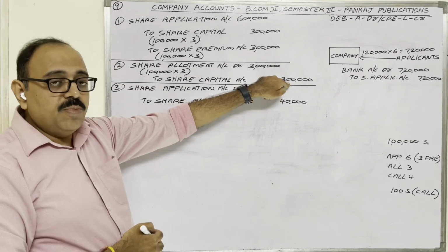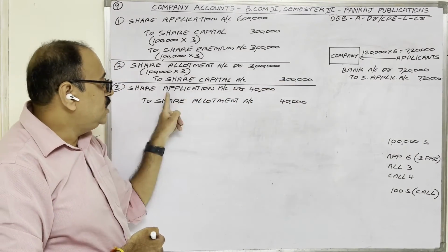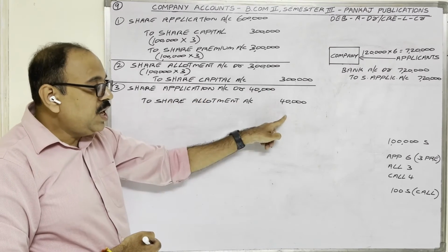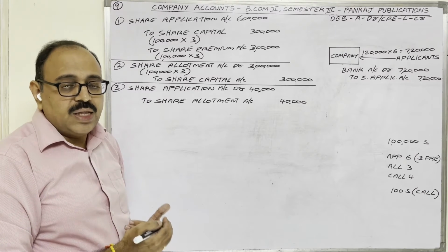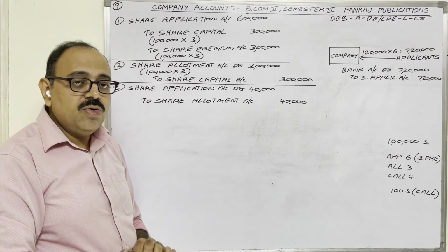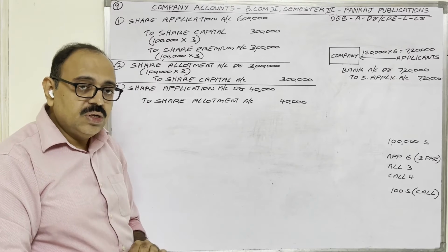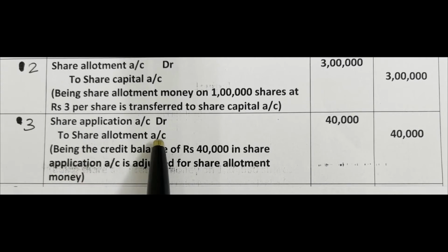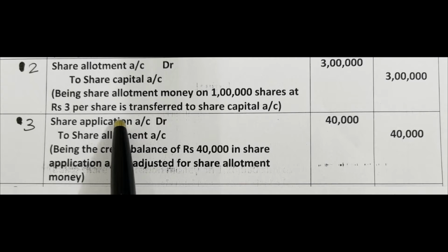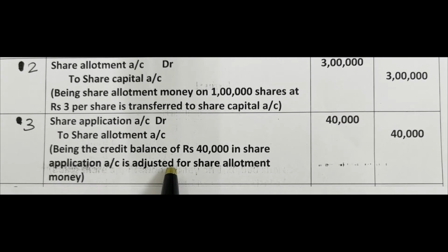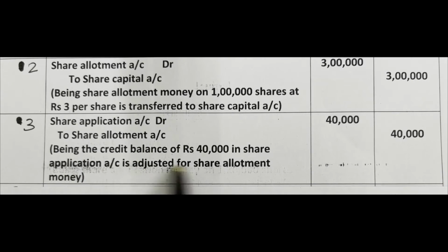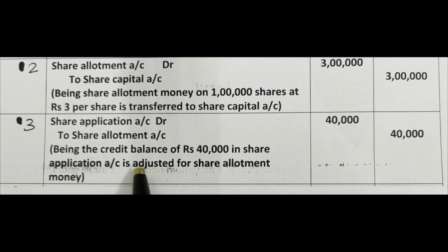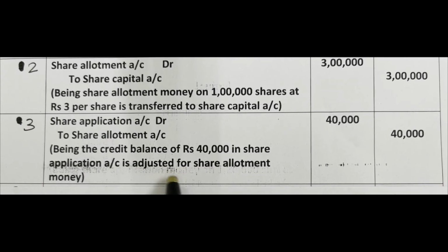Allotment money 3 lakh should come now. In that 40,000 we are adjusting from application, and the remaining amount 2,60,000 is received from applicants. That amount in the cash book debit side we wrote now, to share allotment 2,60,000. Third entry, share application account to share allotment account. In application account there is a credit balance of 40,000 rupees. That amount we are adjusting for share allotment. Mention that as a narration. Being the credit balance of 40,000 rupees in share application account is adjusted for share allotment money.